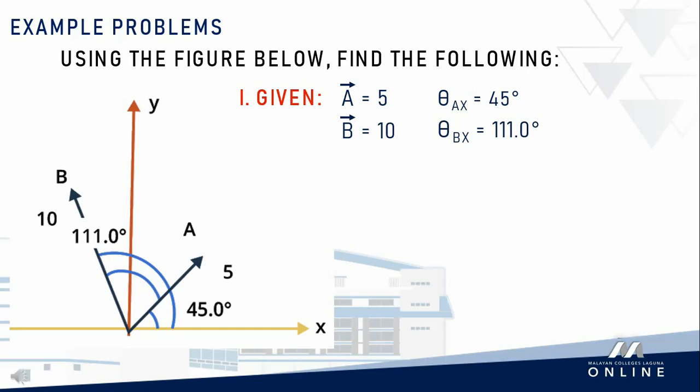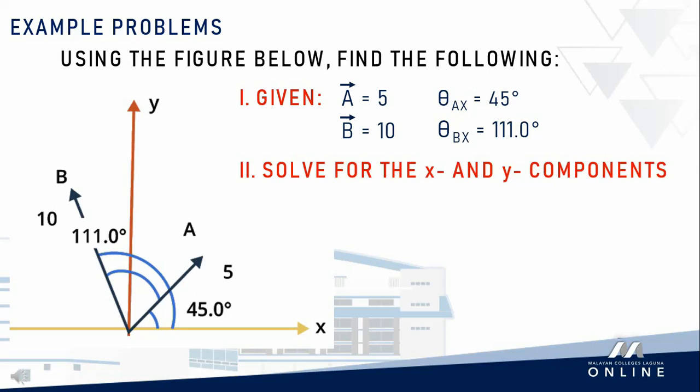Let us try to solve first the x and y components of vectors A and B. We can use the following formula. A sub x is equal to A times cosine theta to find the x component of vector A, and A sub y is equal to A sine theta for the y component of vector A. If you cannot remember this, we can look back in Module 2 of this course. We will use the same formula to get the x and y components of vector B.